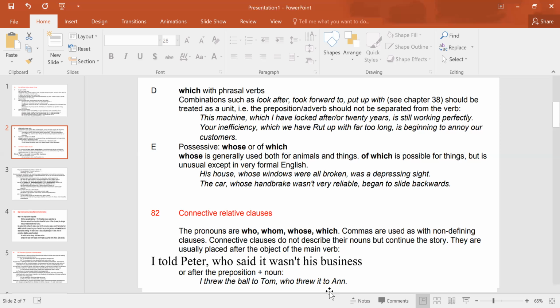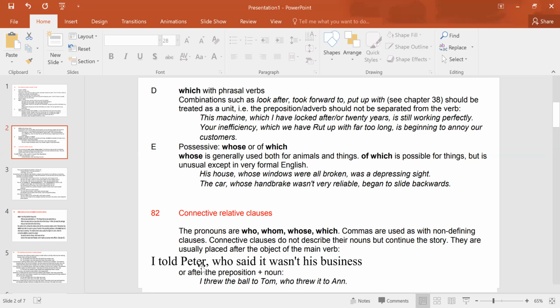Unlike defining relative clauses, these connective relative clauses do not describe or define their nouns. But they continue the story. They are usually placed after the object of the main verb. For example, I told Peter, who said it wasn't his business. So here you are not defining Peter. You are continuing the story which has been started at the start of the sentence.